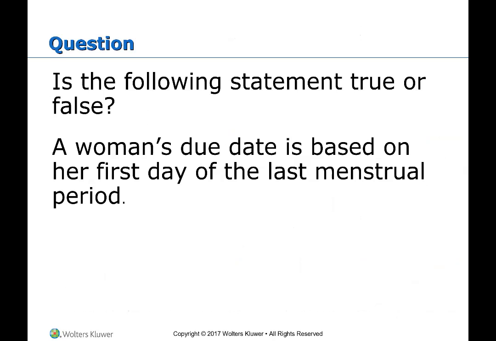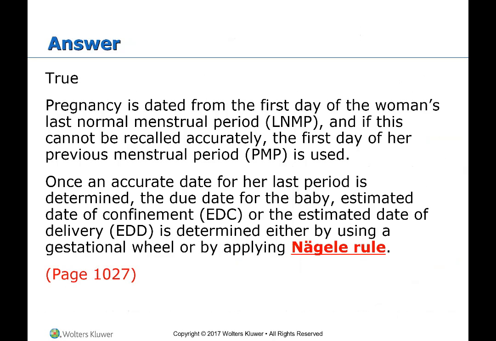So we have a question here. A woman's due date is based on her first day of the last menstrual period. True or false? True. We do make sure that it is the last normal menstrual period. And if that cannot be recalled, then they can do the previous one and go with that.